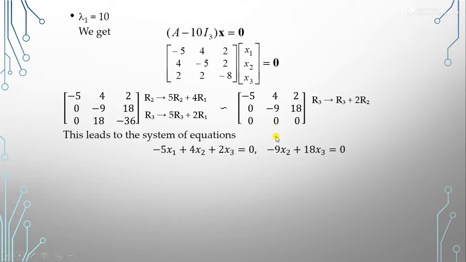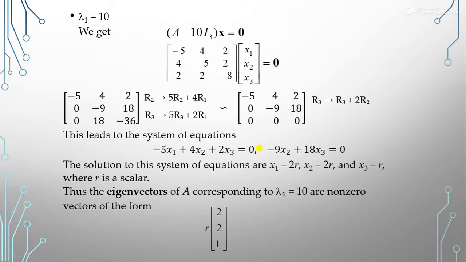Now you can form the equations here. The first becomes minus 5x1 plus 4x2 plus 2x3 equal to 0, and the second equation becomes minus 9x2 plus 18x3 equal to 0. You can see you have two equations and three unknowns, so you always have an infinite number of solutions. So you have to assume one variable as a scalar quantity. Suppose we assume x3 equal to r. Then x2 becomes 2r, and when we put x2 and x3 in terms of r, we get x1 equal to 2r.